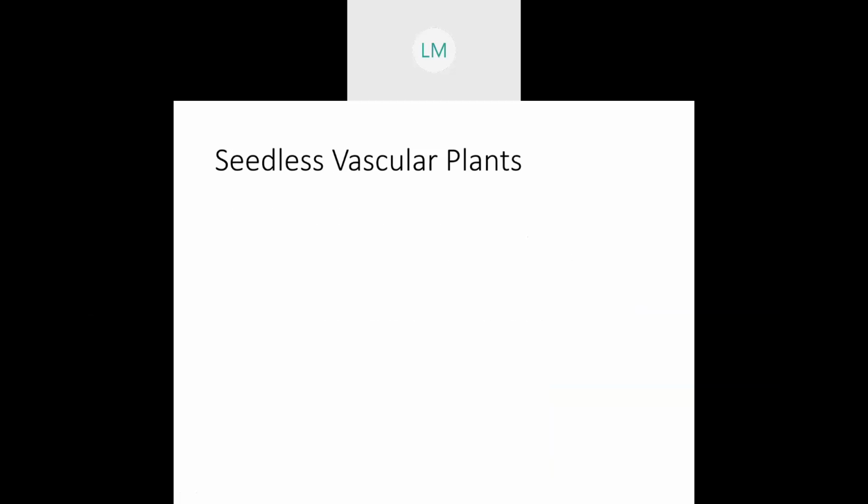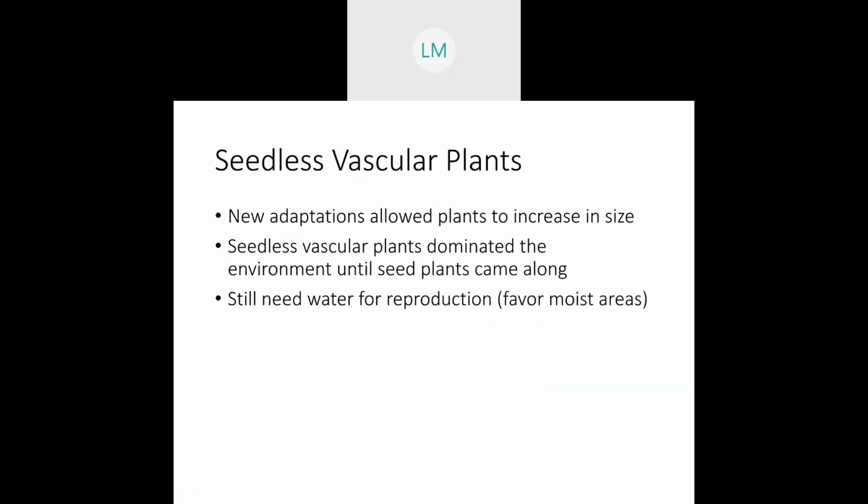So we're going to talk about our seedless vascular plants first, and then we'll talk about our vascular plants that have seeds. So with our seedless vascular plants, we have these new adaptations that we talked about on the previous slide, the evolution of roots, the evolution of true leaves, the evolution of vascular tissue. All of those things are going to allow these plants to be bigger, right? Our mosses, our other bryophytes, very small, but now we're able to grow bigger because we have these new evolutionary adaptations to allow us to do that.